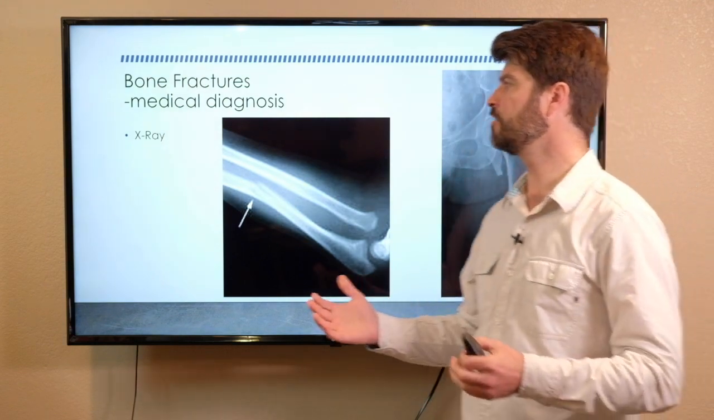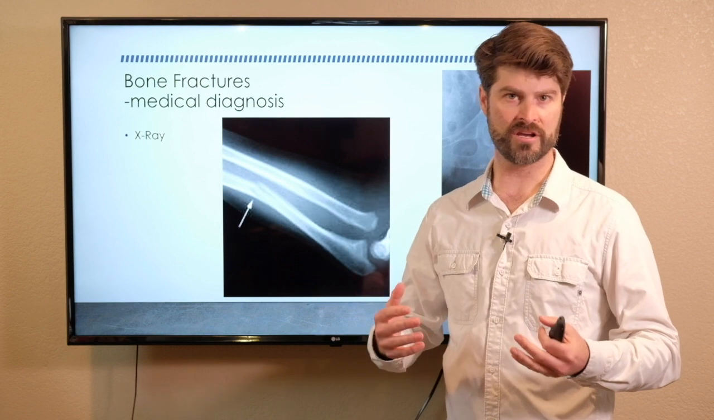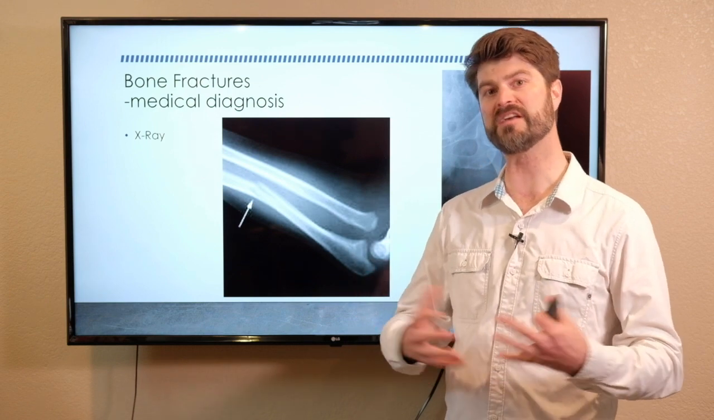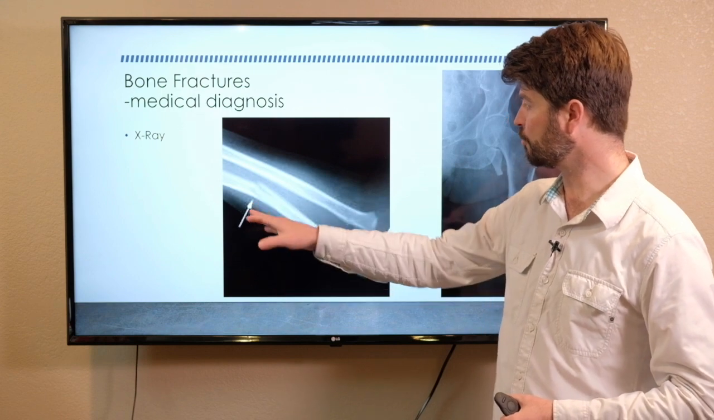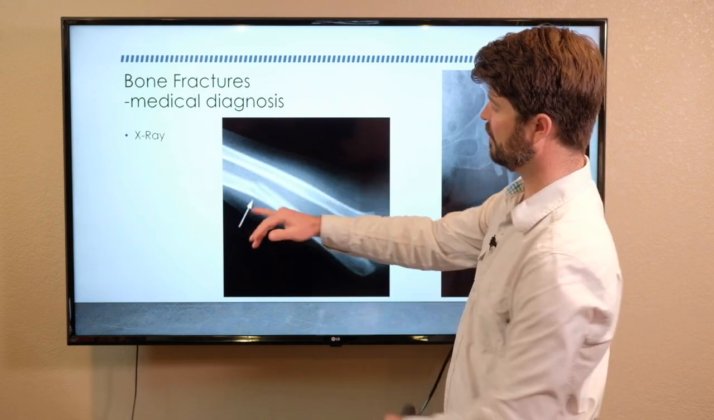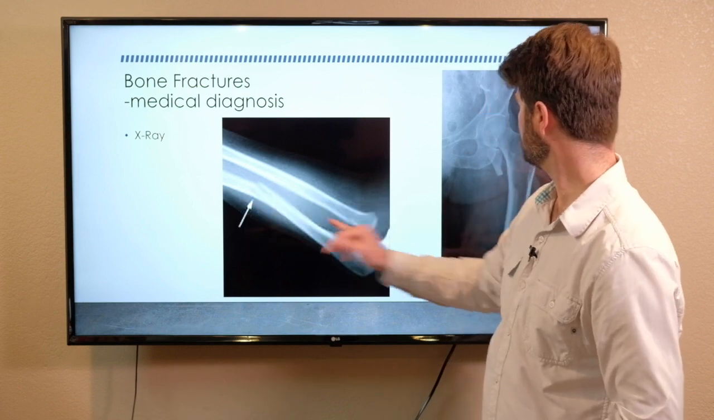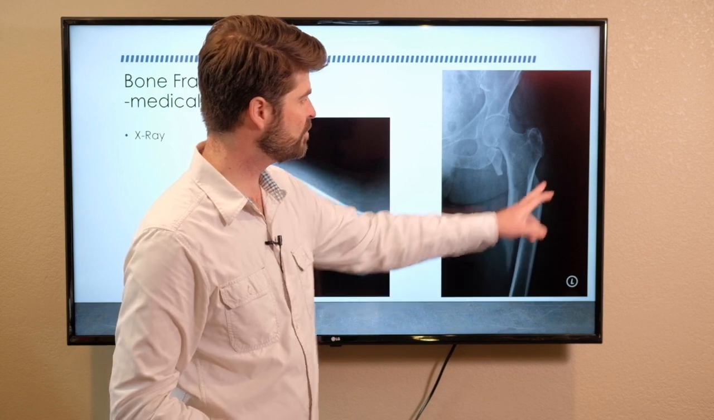For the medical diagnosis, we're looking at x-rays. It's a way that we can do a study on a patient to visualize density in the body. So here we can see this is a green stick fracture. See, the bone hasn't really broken, but it's kind of filleted open like that. So that's a green stick fracture in a child. And here's a spiral fracture in an adult.